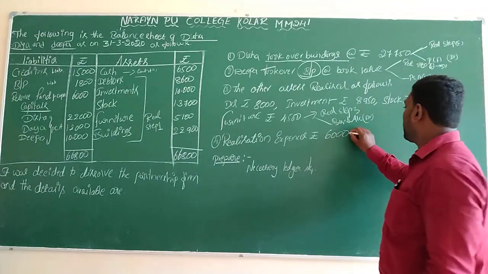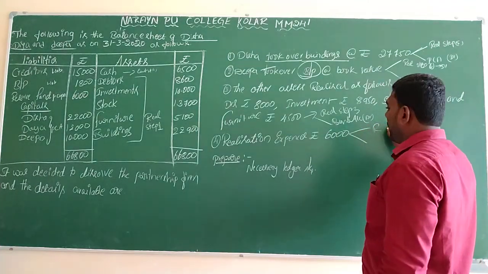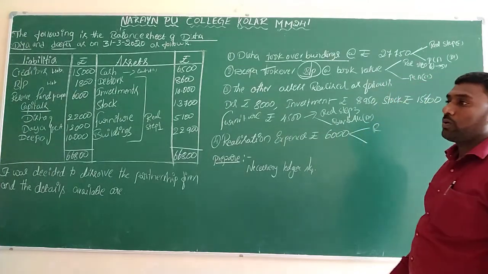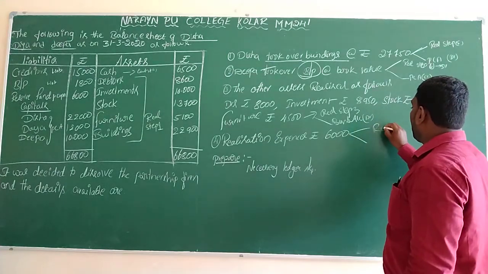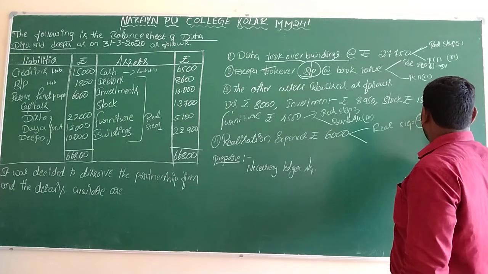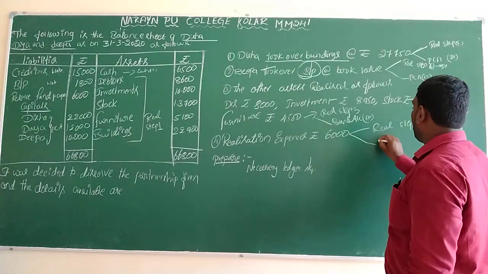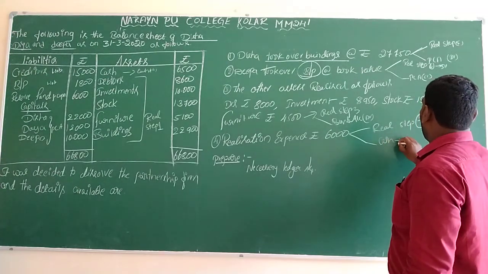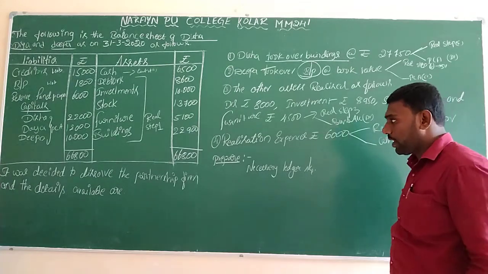And the last point, realization account we will write. So realization expenses are given. Realization expenses go to the realization account, step number 7, that is the debit side. Again, where you have to write cash account, the cash account, credit side we have to write.